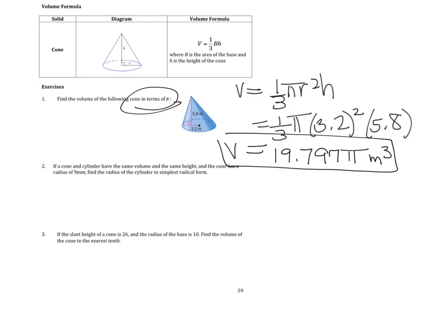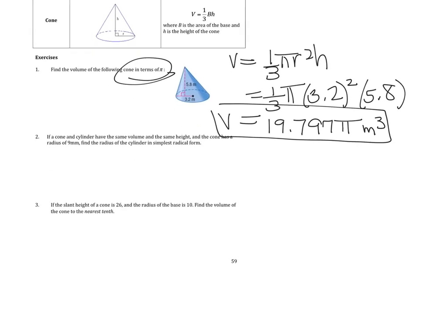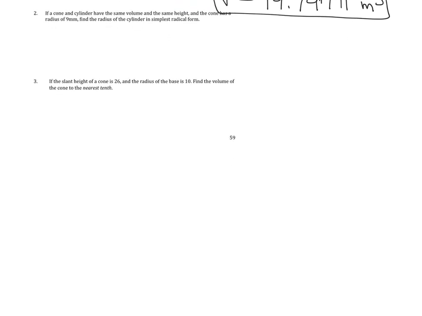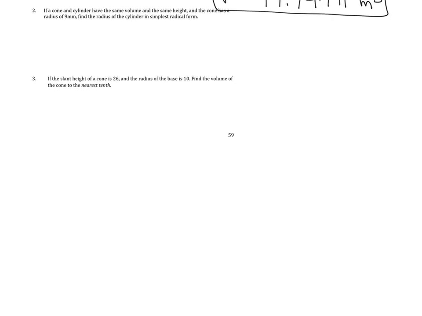Number 2, if a cone and a cylinder have the same volume and the same height, and the cone has a radius of 9 millimeters, find the radius of the cylinder in simplest radical form. I'm skipping number 2 at this time, and I'm moving on to number 3. So if the slant height of a cone is 26 and the radius of the base is 10, find the volume of the cone to the nearest tenth.